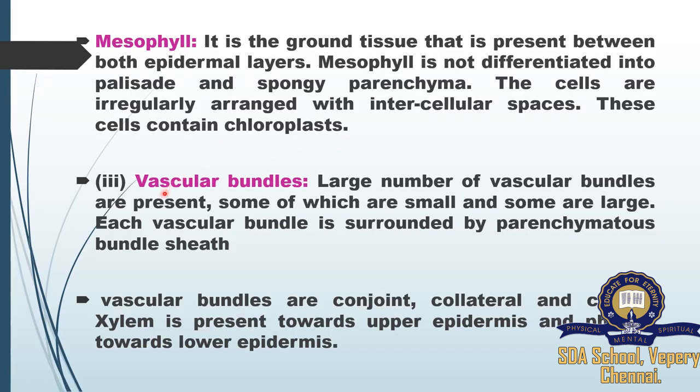Next, vascular bundles. A large number of vascular bundles are present, some of which are small and some are large. So the sizes are large and small. Each vascular bundle is surrounded by a parenchymatous bundle sheath. So it is made up of parenchymatous cells. We can call it a bundle sheath. Vascular bundles are conjoined, collateral and closed. Xylem is present towards the upper epidermis and phloem towards the lower epidermis.